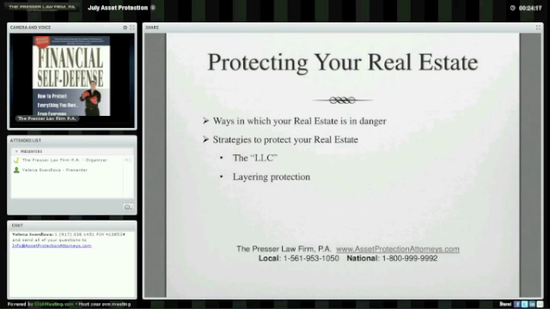Now, if you're sued, you don't own the real estate. The LLC does, so nobody can take it. Now, if somebody's injured on the property, they're only allowed to sue the owner. The owner is the LLC, which means they sue the LLC and not you.